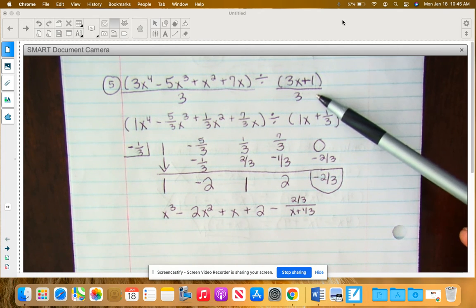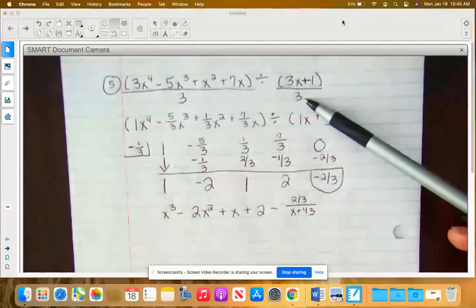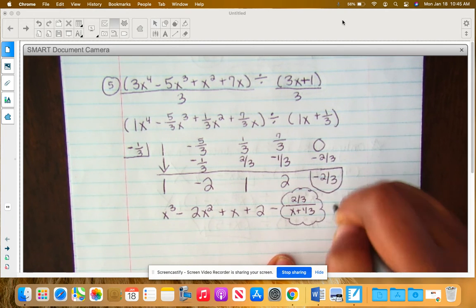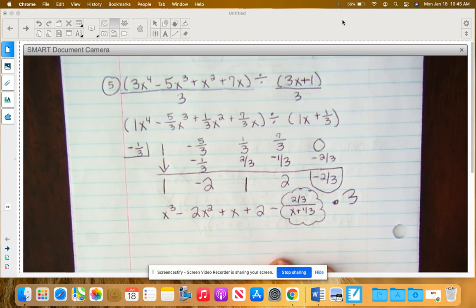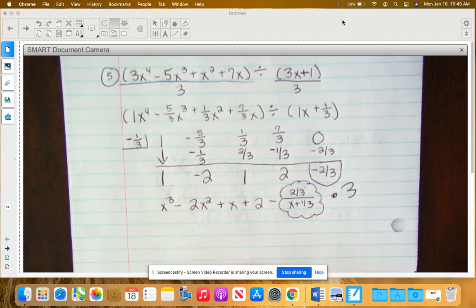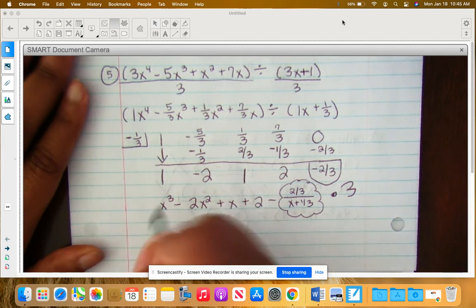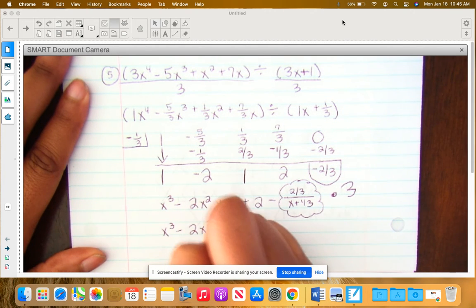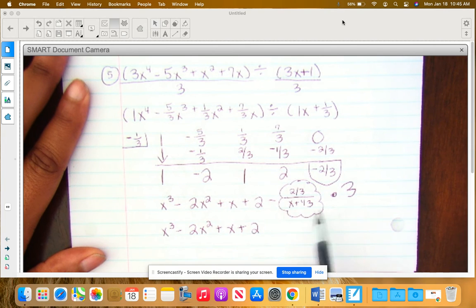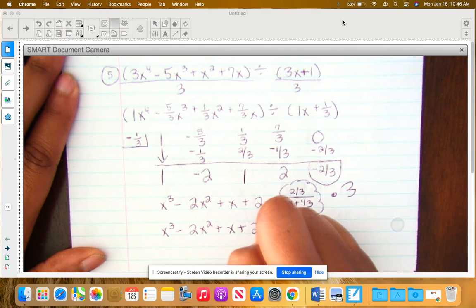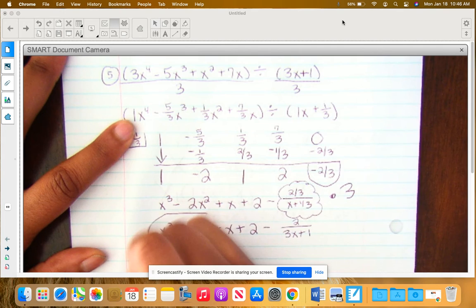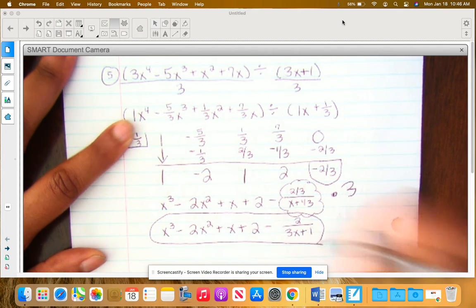So at the very top of the problem, we divided by 3. So we need to multiply just the remainder. I need to multiply just this part by 3. So that'll make our life easier when I write my final answer. So now my final answer is x to the 3rd minus 2x squared plus x plus 2. When I multiply all of this by 3, 2/3 times 3 is just going to give me 2 over 3x plus 1. And this is our final answer.